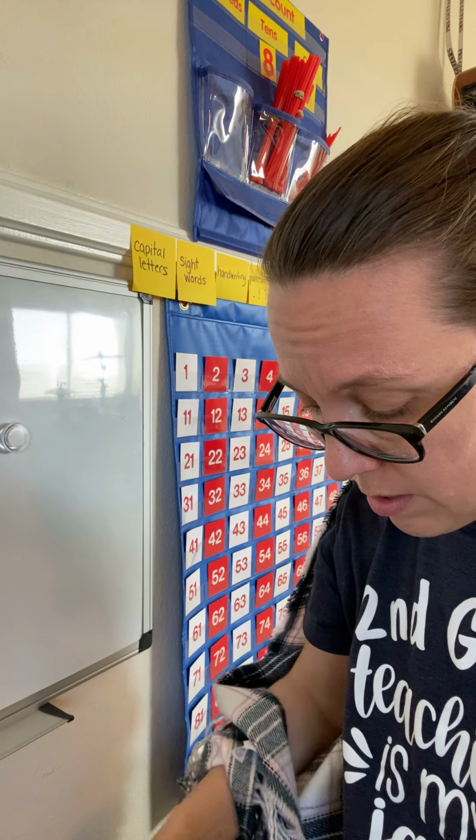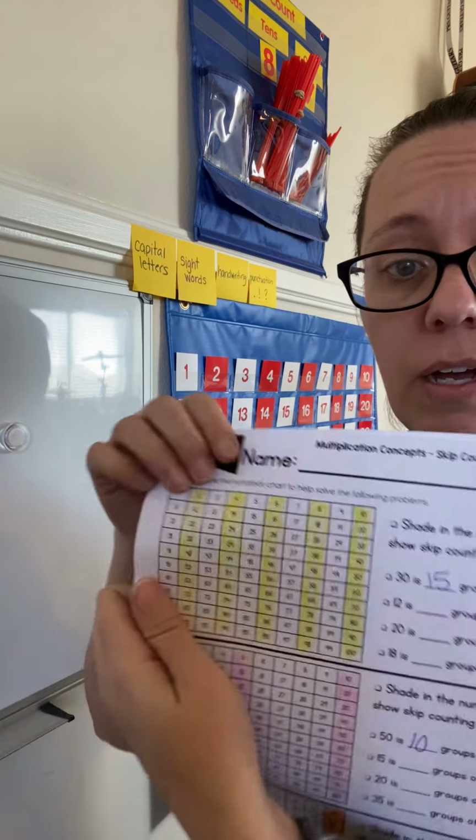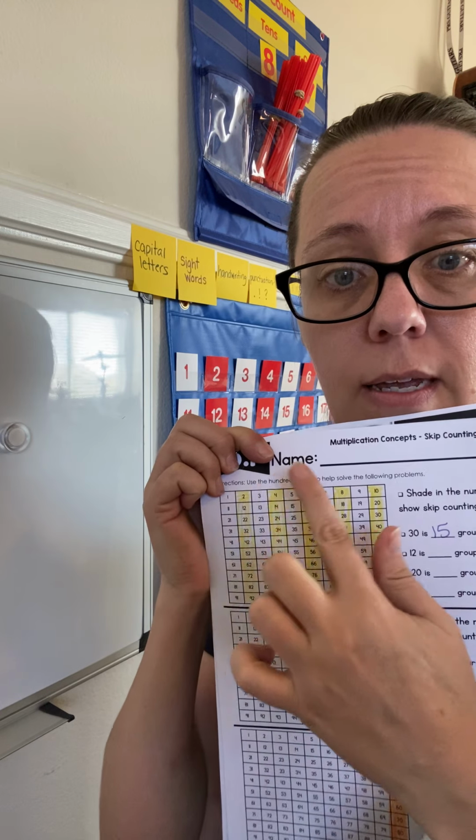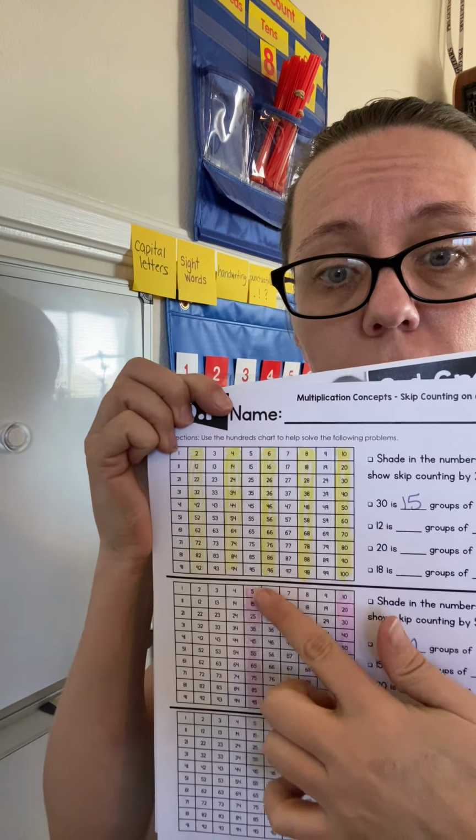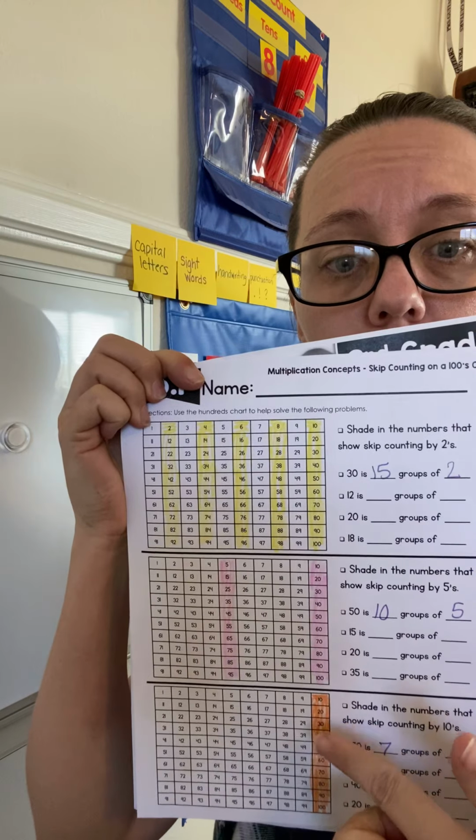We are just doing the same thing we did on Tuesday. It's just instead of it being on the hundreds chart and counting how many times I touch the columns that I've colored or the squares that I've colored, skip counting, I'm counting on the number line.